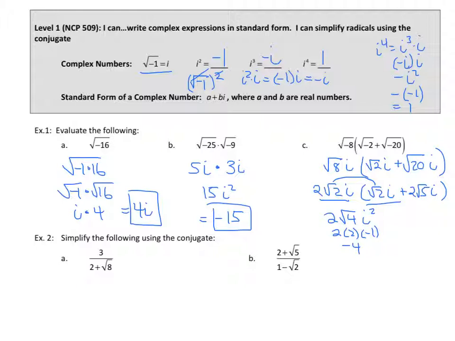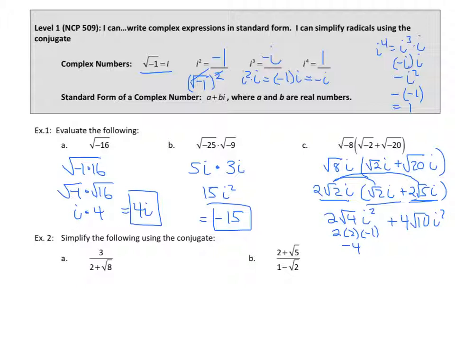And then we distribute to the next term over here also. We can multiply the 2's. 2 times 2 is 4. Radical 2 times radical 5 is radical 10. i times i is i squared, and this was a positive times a positive.